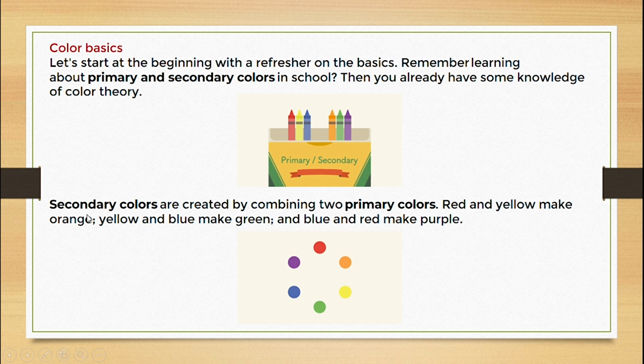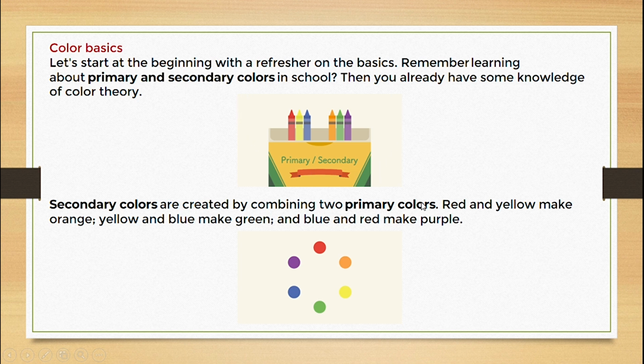So what are secondary colors? Secondary colors are created by combining two primary colors together. Red and yellow: if you merge these together, you are going to get orange. Likewise, if you merge yellow and blue together, you are going to get green. And if you merge blue and red together, you are going to get purple. That's how we get our secondary colors from our primary colors.